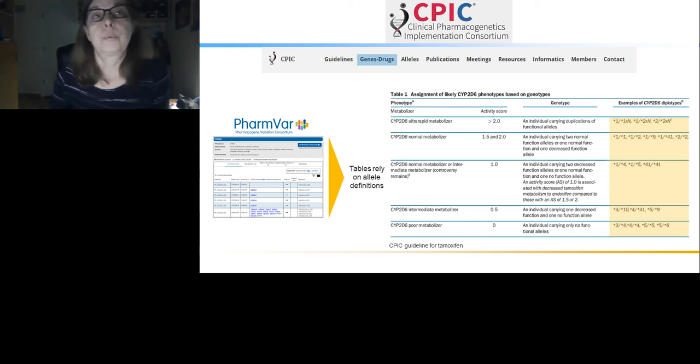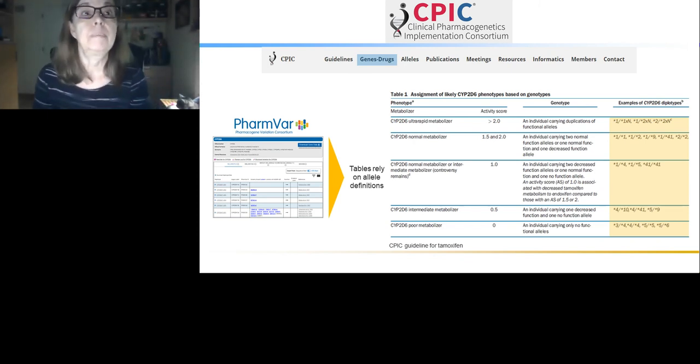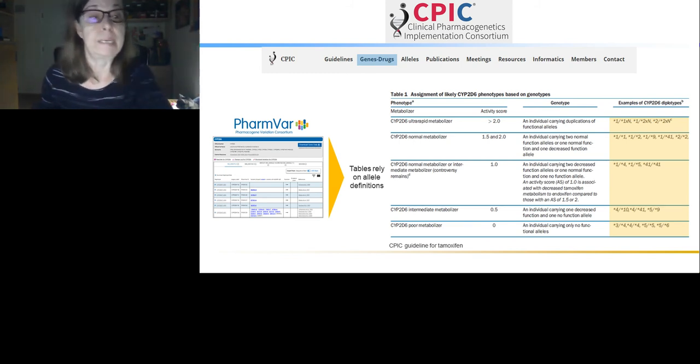And this is also a reason why we have fairly high standards before we define an allelic variant, to make sure that it is the best possible definition, because we know that CPIC might eventually pick up an allelic variant and base clinical recommendations on an allele.